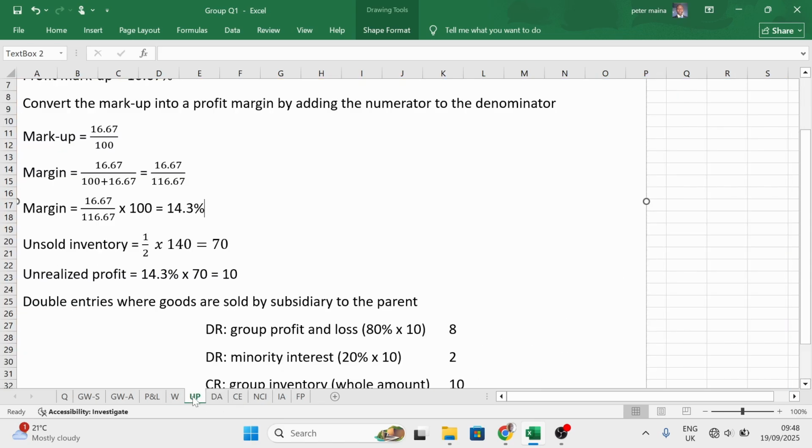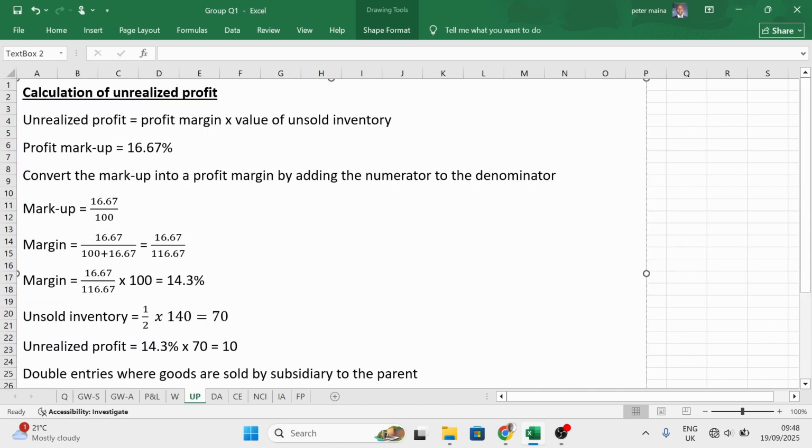So we start by calculating the unrealized profit on the intercompany sale of goods. So this is the formula for calculating unrealized profit. Unrealized profit is equal to profit margin multiplied by value of unsold inventory. So we can go to the question and find what the profit margin was, and also find what was the value of unsold inventory.